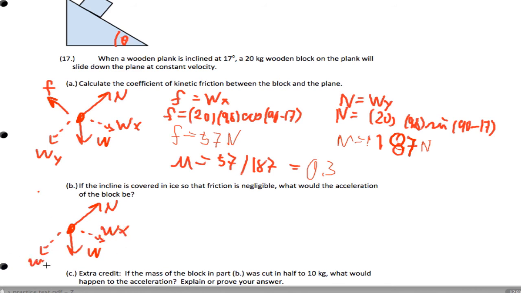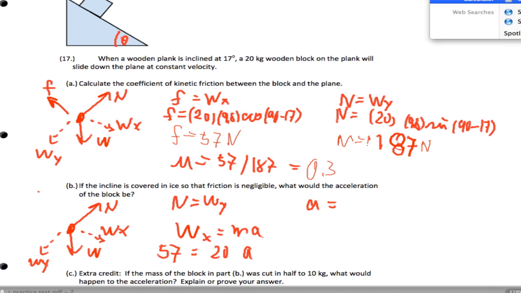And we'll go ahead and we will calculate the Wx, Wy. I'll tell you right now, normal equals Wy because those balance. What we're really concerned with is the acceleration of the block. So I can actually use my value from before. I can actually say that 57, because that's 20 times 9.8 times cosine of 73, equals 20 times a. And so when I solve for a, I'm going to actually end up getting nearly 3 meters per second squared, 2.85.